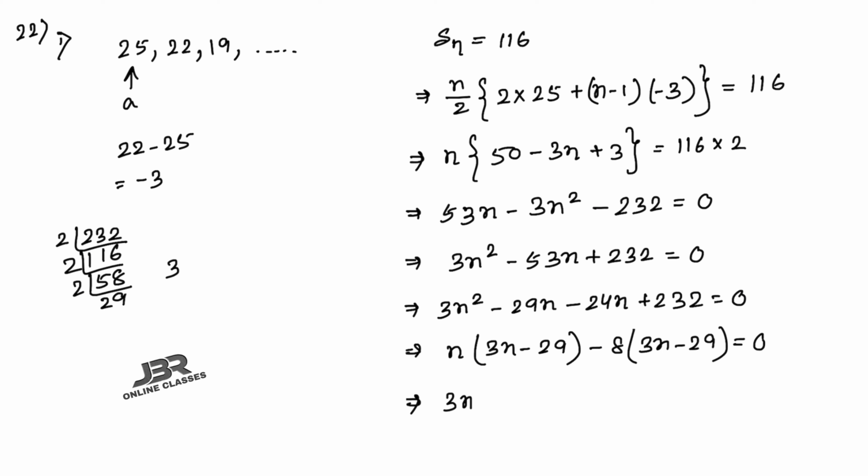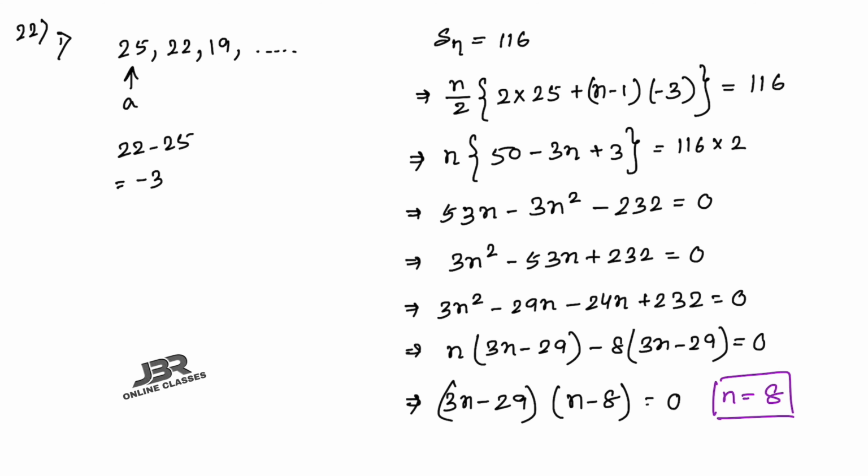So here you factor: 3n minus 29, the first one, and second one n minus 8, that equals 0. So from the first one, the value of n equals 29 by 3. It's not possible because n is the number of terms, so it definitely must be a whole number. So in that case, your answer is n equals 8. Okay, n equals 8 is your final answer. Now in the next part, also find the last term. So if you want to find out the last term, you know the formula.